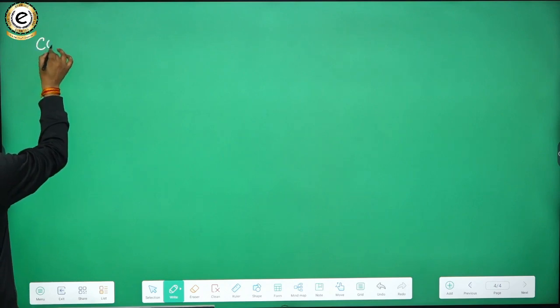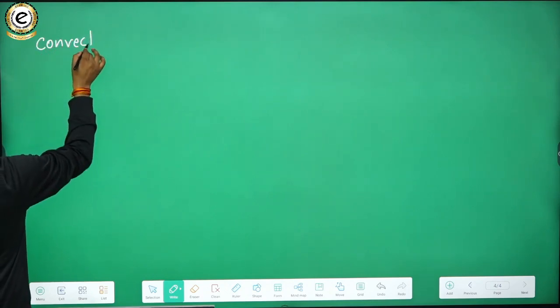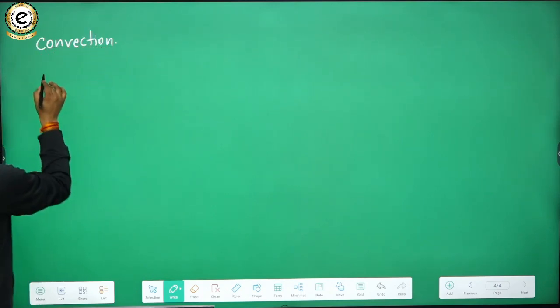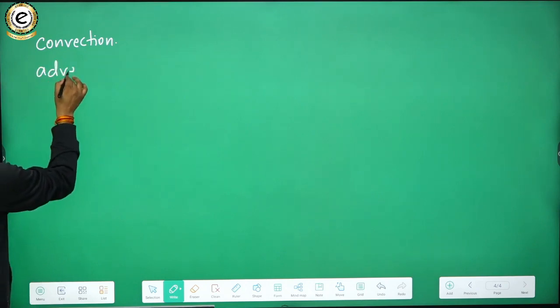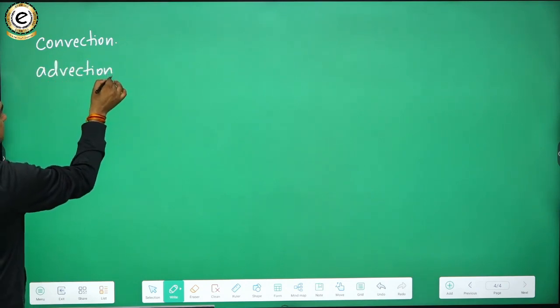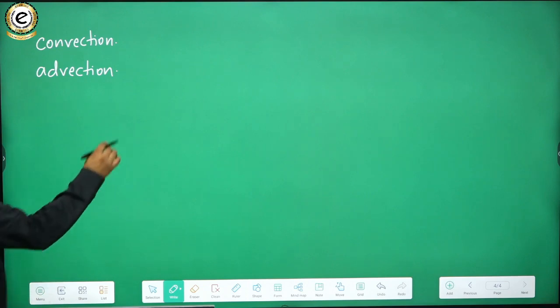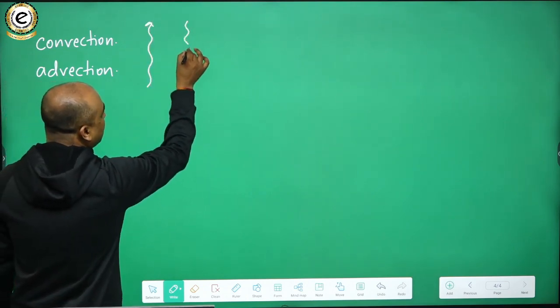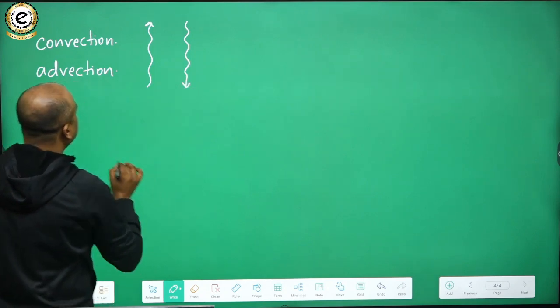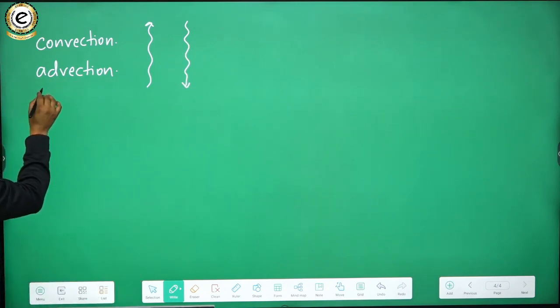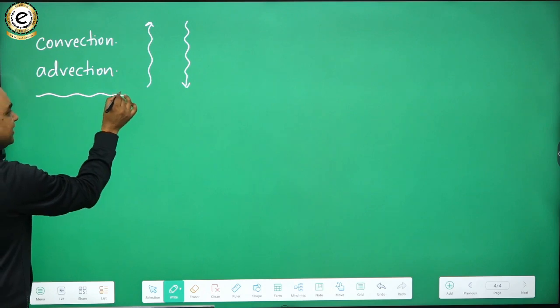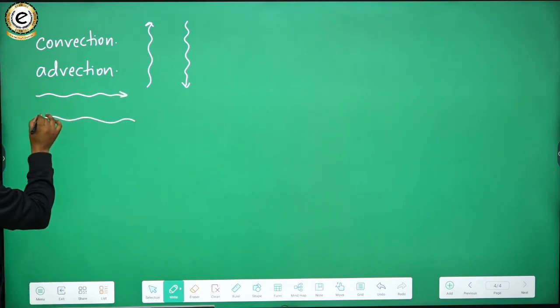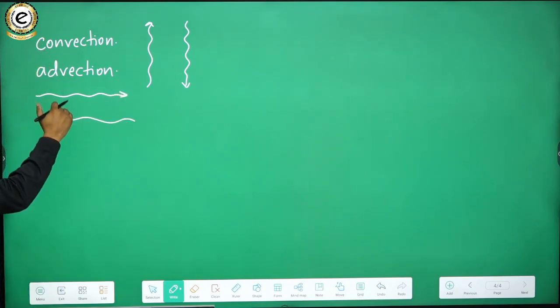अच्छा चलो ध्यान से देखो ठीक है. We all know what is convection and we also know what is advection. What is convection? It is the vertical movement of air. It could be upwards or downwards. What is advection? Advection is horizontal movement of air. And you know that it could be at upper levels or at ground level.